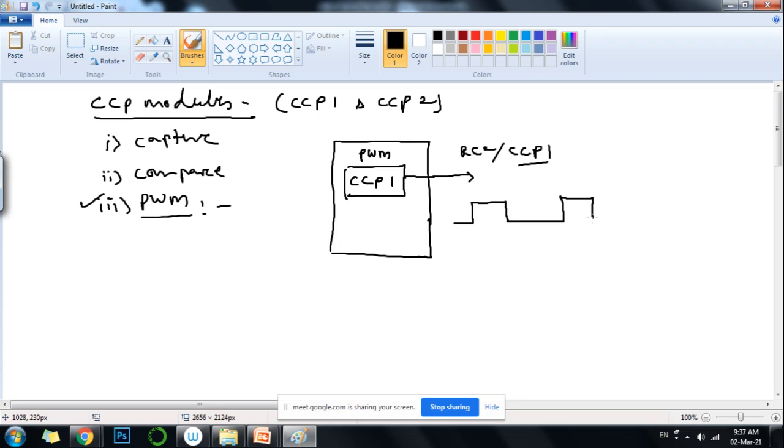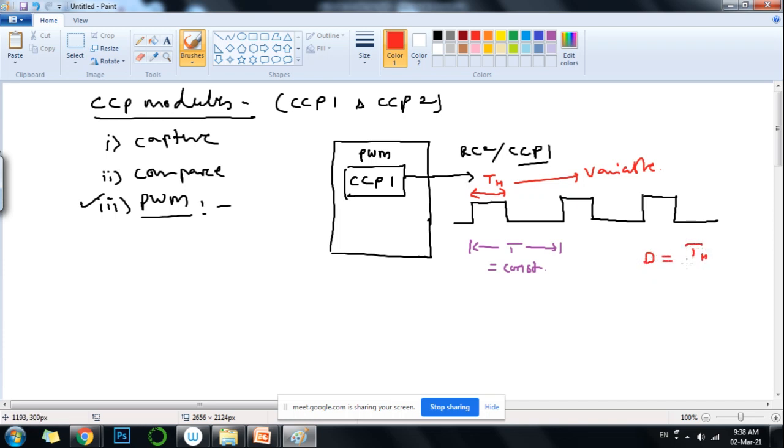So in the PWM waveform, you know that the duty cycle is varied. That means the period is fixed, is constant. Whereas the pulse width, which can be called as W or TH, this is variable. Okay, therefore the duty cycle is varied. Alright, the duty cycle is defined as TH upon T into 100%.